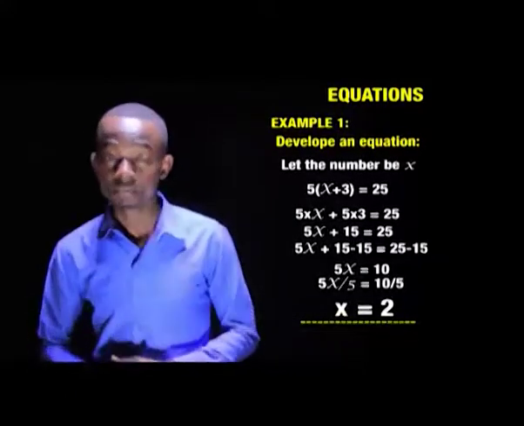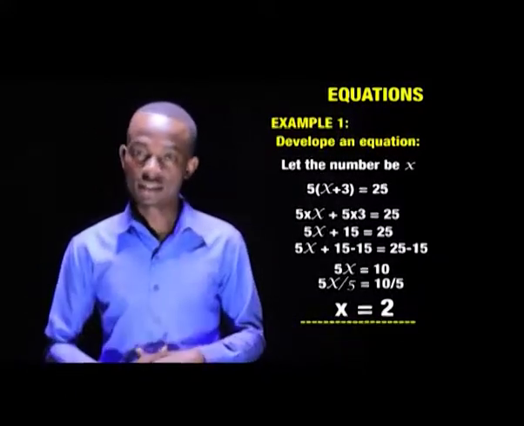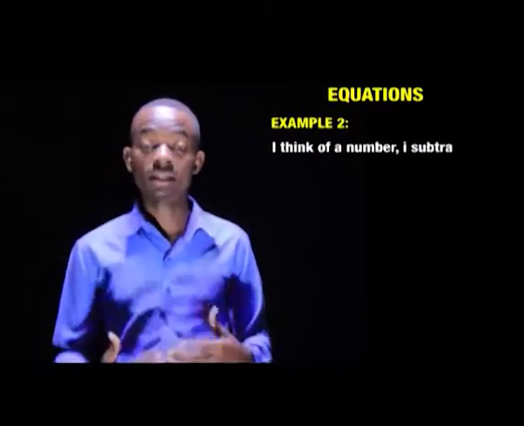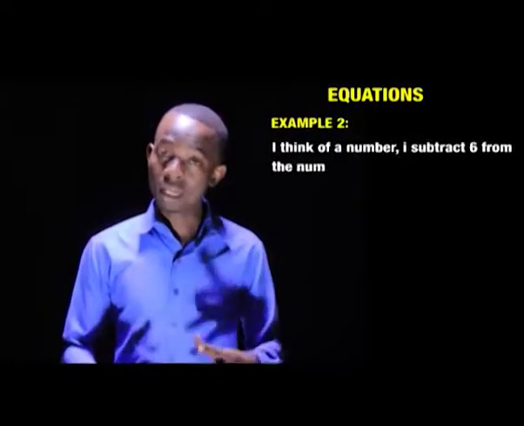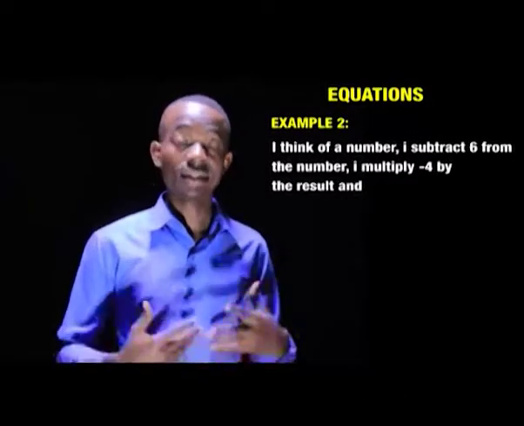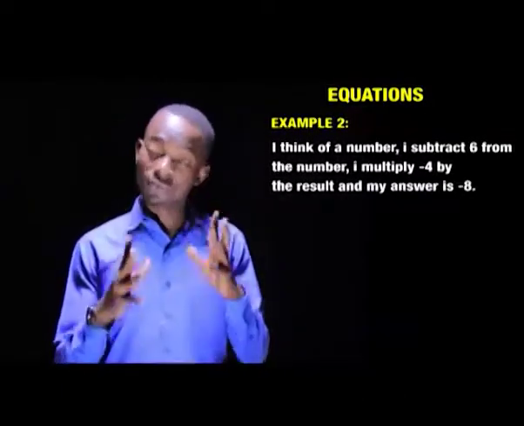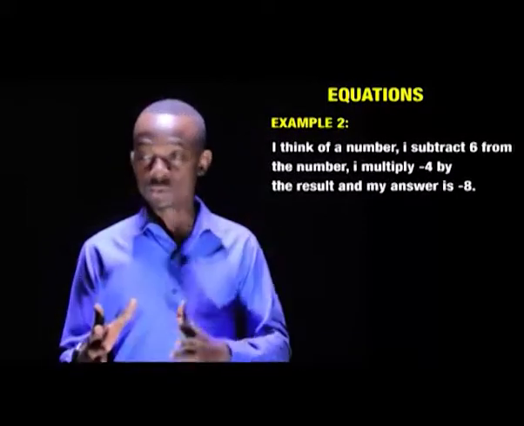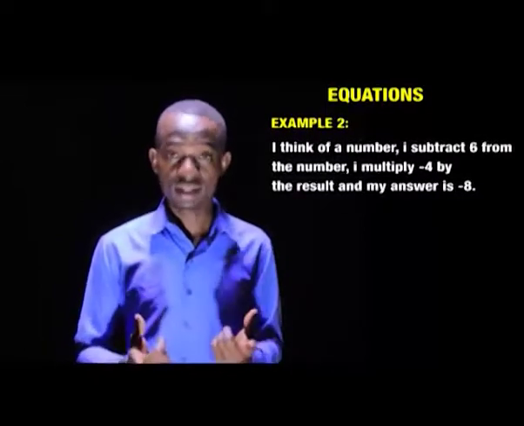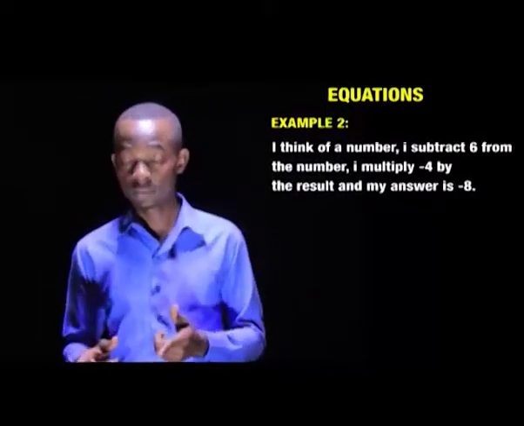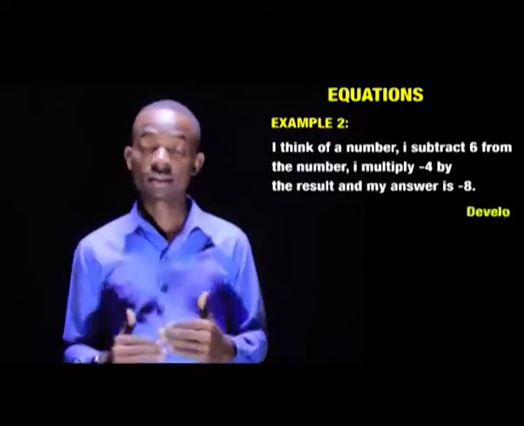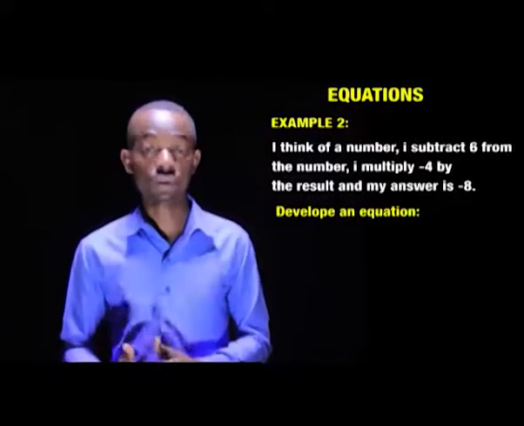Maybe in this case, the example says, I think of a number, I subtract 6 from that number, I multiply the result by negative 4, and my answer is negative 8. So I think of a number, I subtract 6 from that number, and I multiply the result by negative 4, and I end up with negative 8. So I'm required to, first of all, reduce this statement into an equation.